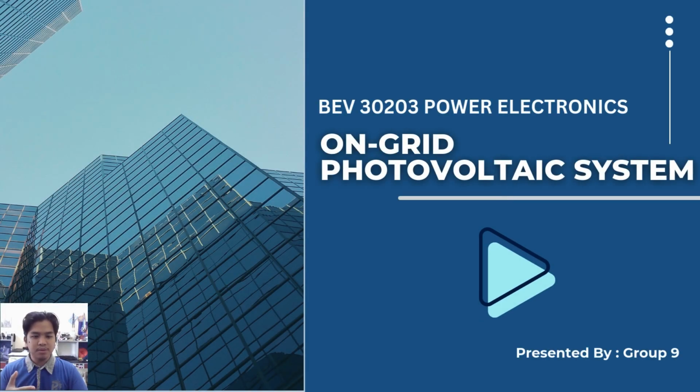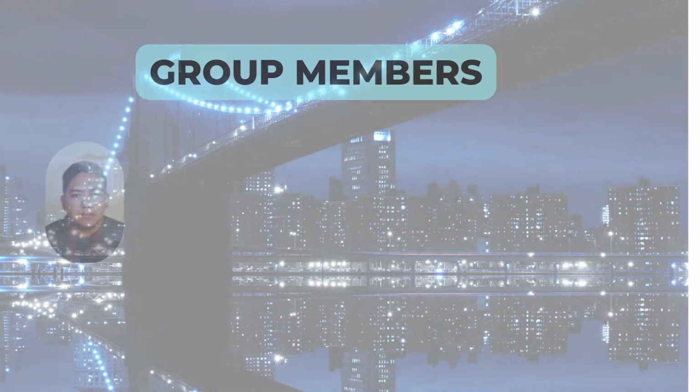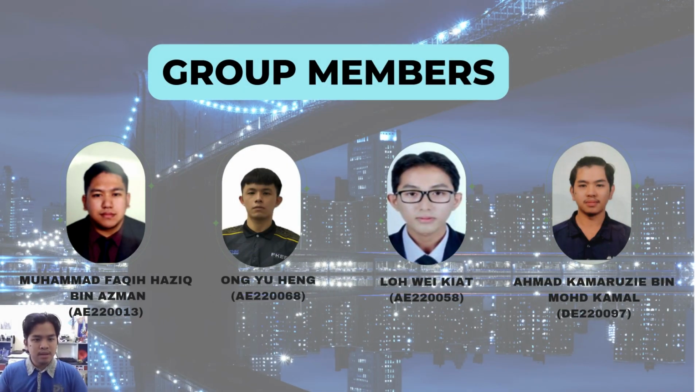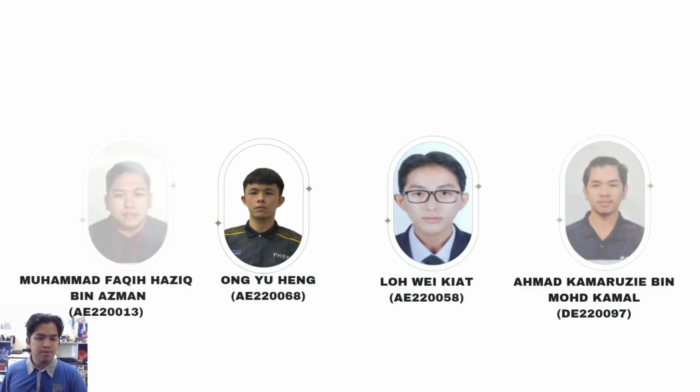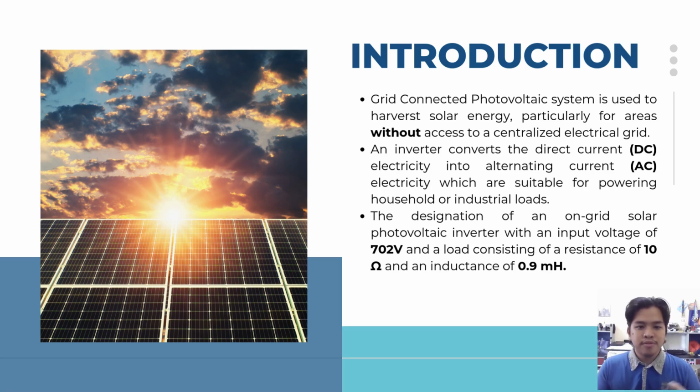My name is Ahmad Kamal Huzipi Muhammad Kamal, matrix number DE220067. Now we will be presenting about the on-grid photovoltaic system for the power electronic projects. Here are our group members. From the left, Muhammad Fakir Haziq bin Azman, Ong Yu He, Loh Wei Kiat, and me, Ahmad Kamal Huzipi.